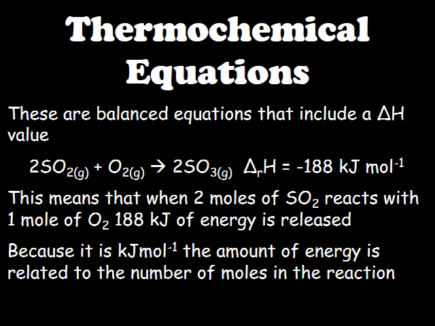So in terms of thermochemical reactions, these are also balanced equations, but this time we include the change in enthalpy value. So for our previous reaction of sulfur dioxide reacting with oxygen to give sulfur trioxide, the delta H of reaction, or the enthalpy of reaction, is minus 188 kilojoules per mole. So this means that when we have 2 moles of sulfur dioxide reacting with 1 mole of oxygen, 188 kilojoules of energy is released by the reaction. Because it is kilojoules per mole, the amount of energy is related to the number of moles involved in the reaction.